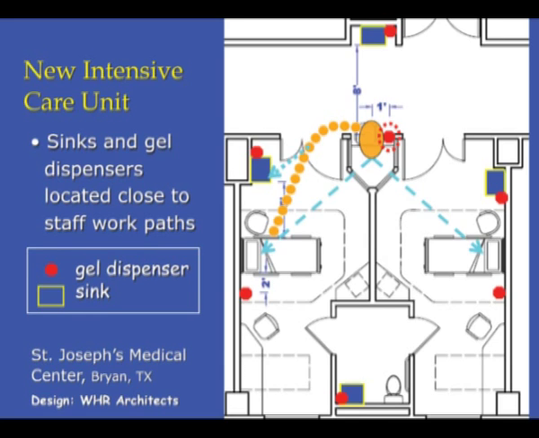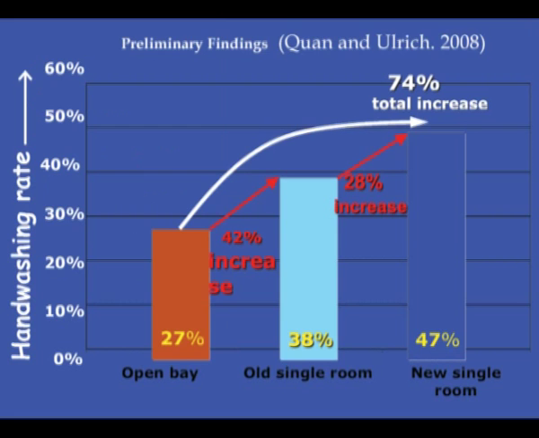And so this is a dramatization of what happens when you're walking in and you actually see the sink as you come to the bed, as opposed to otherwise. Well, here's what the data showed. The data showed that with an open bay, old ICU bed versus the new single room, they had a 74% increase in hand washing. That's it. The physical design alone. They did no other intervention.